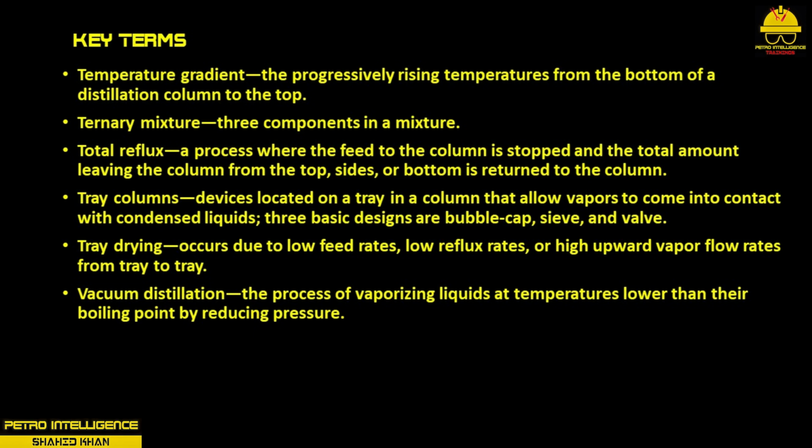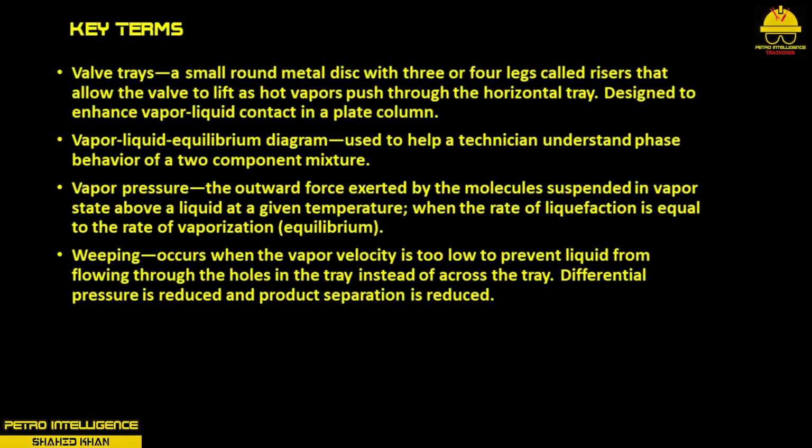Tray drying occurs due to low feed rates, low reflux rates, or high upward vapor flow rates from tray to tray. Vacuum distillation is the process of vaporizing liquids at temperatures lower than their boiling point by reducing pressure. Valve tray is a small round metal disc with 3 or 4 legs called risers that allow the valve to lift as hot vapors push through the horizontal tray. Designed to enhance vapor-liquid contact in a plate column.